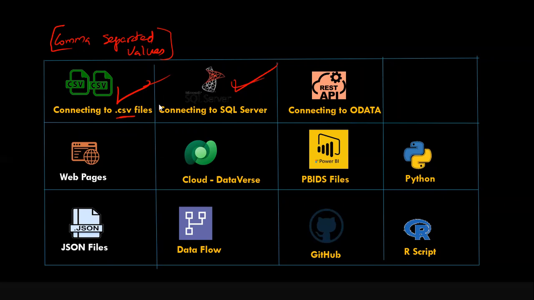CSV stands for comma separated values, and it is also called a CSV file. Sometimes it is called a flat file. Please remember this. Keep your eyes and ears open.